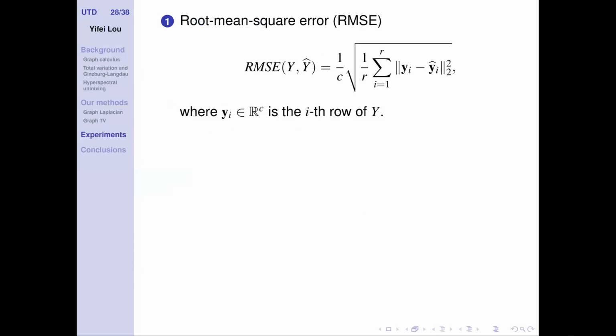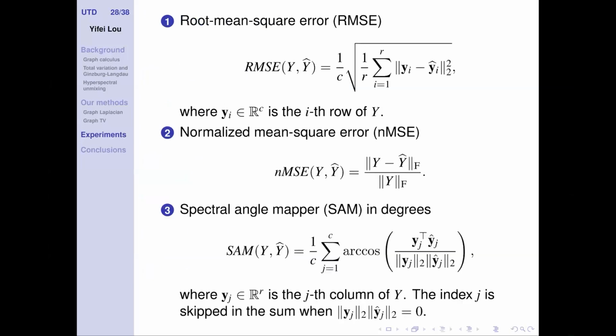Okay, so let's first talk about three metrics to measure the performance. The first one is the standard root mean square error. We can measure root mean square error for the abundance and also the mixing matrix. We can also look at the normalized MSE for both abundance and the mixing matrix. And the last one is only for measuring the spectral matrix, the mixing matrix. We don't tend to use spectral angle for abundance calculation.